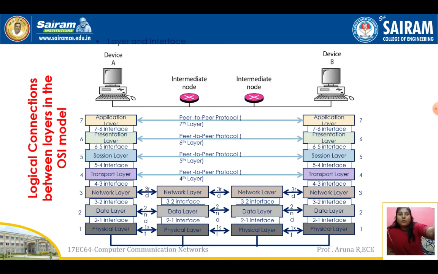So let us see what these layers are and how they communicate with each other. You can see two devices, device A and device B, connected together using intermediate nodes. An intermediate node is nothing but the connecting part that is being used. So the 7 layers communicate with the 7 layers in the other communicator. You can see that from the transport layer, the 4th layer, it is peer-to-peer communication.